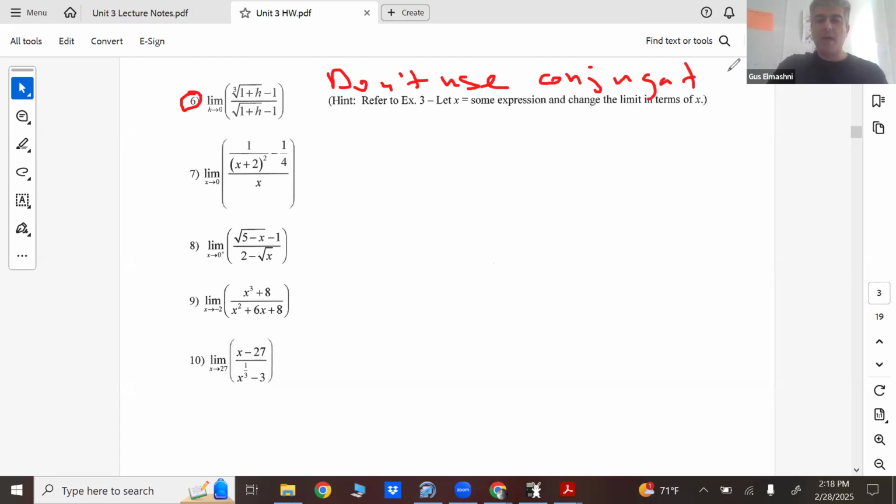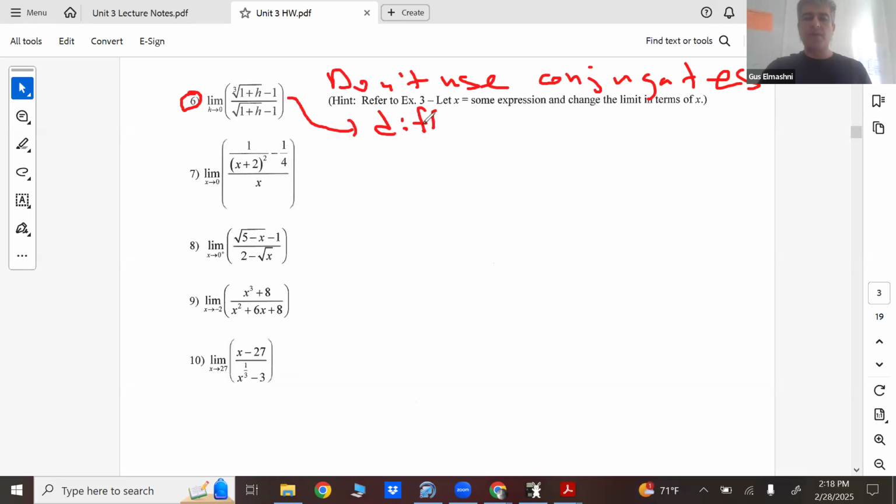A conjugate is good to use if you see the same kind of radical, like square roots, because square roots lend themselves well to conjugates. But I would not do that here. Here's what you want to do. Think of it like this.